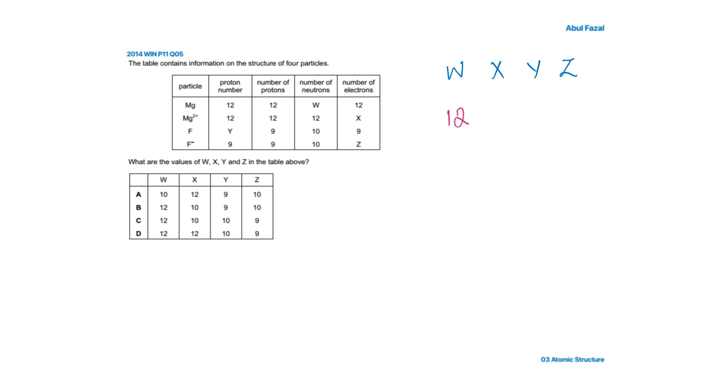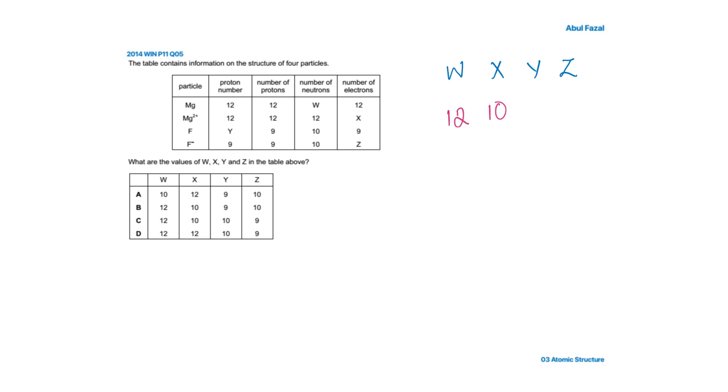Then you have magnesium 2+. The unknown is the electron number. It started with 12, but it has a 2+ charge, so it lost 2 electrons. That has nothing to do with protons. Get that out of your head. So it has 2 fewer electrons and starts with 12 electrons, so X should be 10, because 12 minus 2.